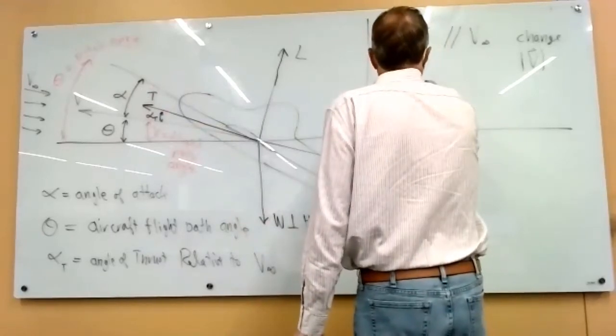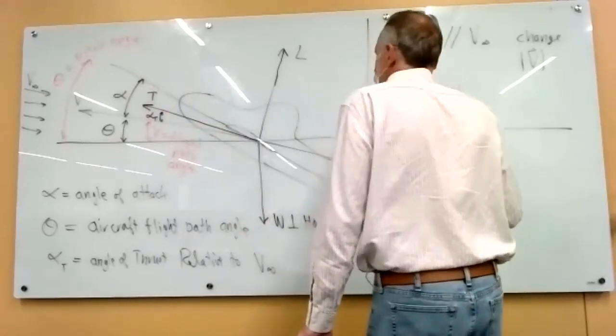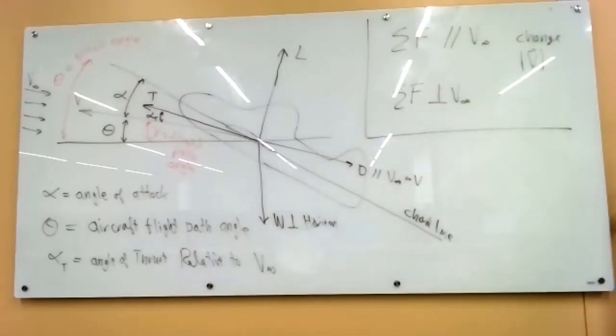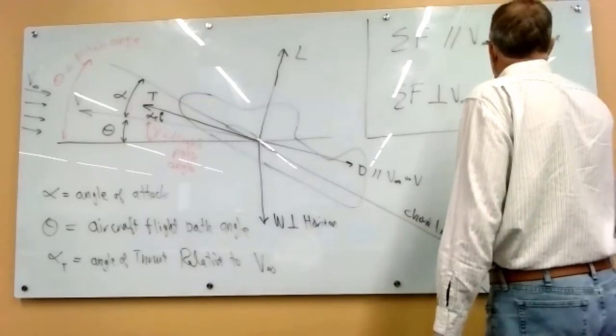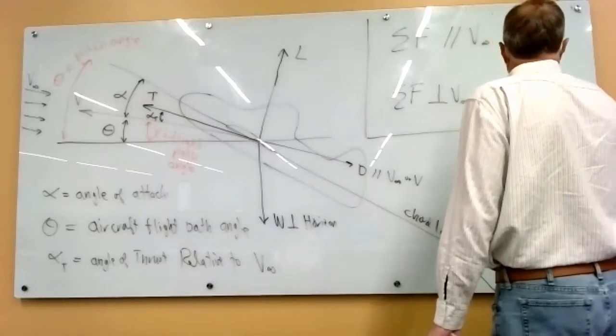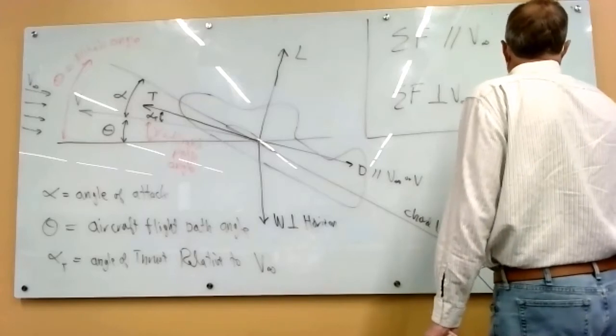So the sum of the forces perpendicular to V infinity, what do they do? Change the angle. Change which angle? Yeah, exactly. Because it causes curved motion, right? If you have a ball and it's moving this way, to make it curve, you have to have a force perpendicular to the motion. And so this changes the direction of the velocity vector.